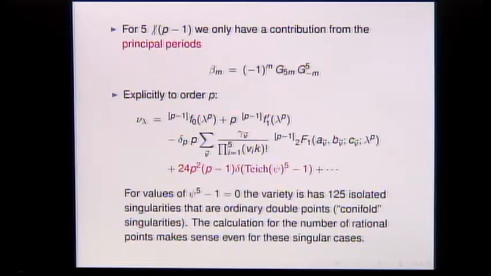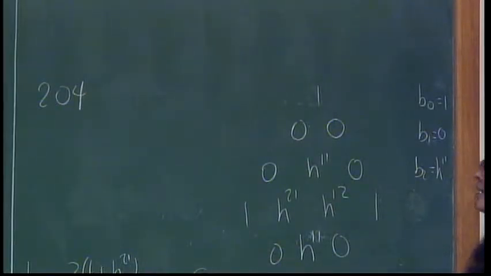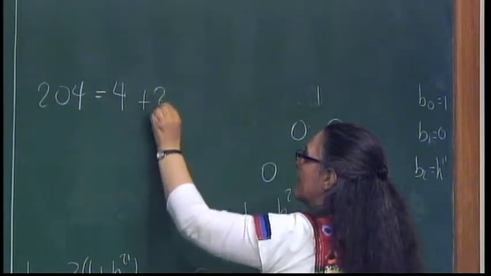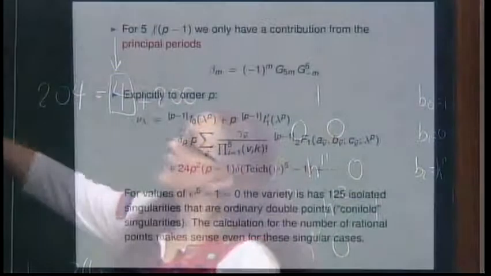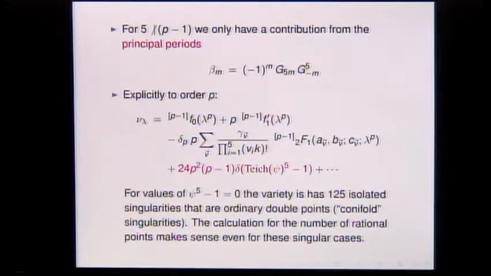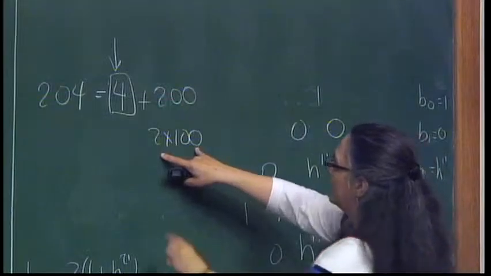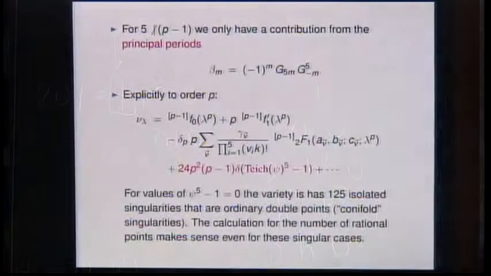These are the other periods. In the case of the quintic, as we discussed before, the periods satisfy a Picard-Fuchs equation of order 204, but because of the symmetries of this manifold, this breaks down into blocks of four. These are the principal periods, so that's the first contribution, the contribution of F0 and F1. Then you have 2 times 100: I said there were 100 differential equations of degree 2, which are just classical hypergeometric functions, and this is what you have here.